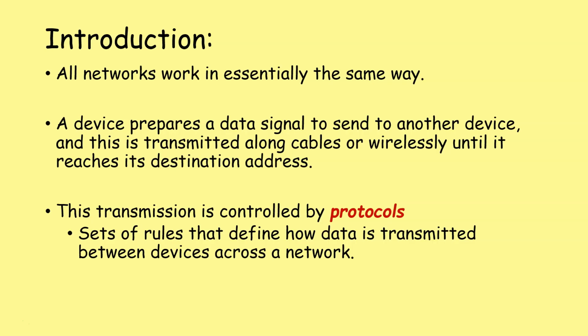In introduction, all networks work in essentially the same way. A device prepares a data signal to send to another device, and this is transmitted along cables or wirelessly until it reaches its destination address. This transmission is controlled by protocols, sets of rules that define how data is transmitted between devices across a network. And we'll take a longer look at protocols in a whole set of lessons later on.